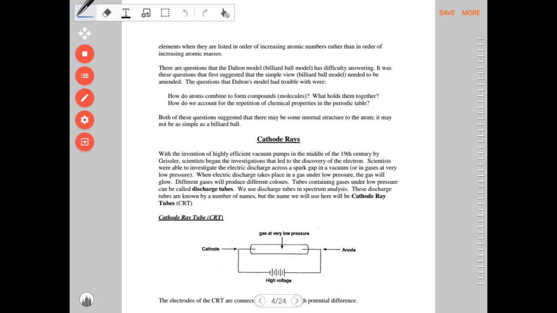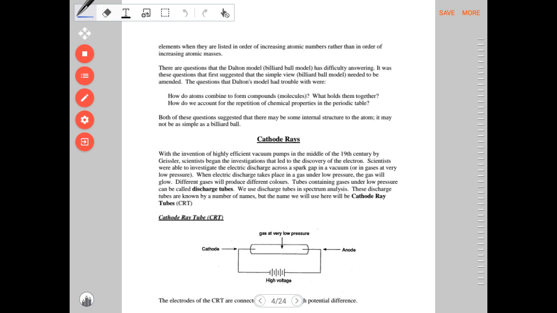Okay, there are questions that the Dalton model, or the billiard ball model, had difficulty answering. It was these questions that first suggested that the simple view, the billiard ball model, needed to be amended. The questions that Dalton's model had trouble with were: how do atoms combine to form compounds? What holds them together? How do we account for the repetition of chemical properties in the periodic table?